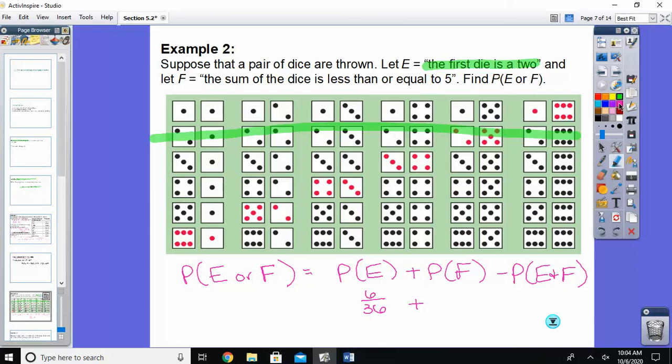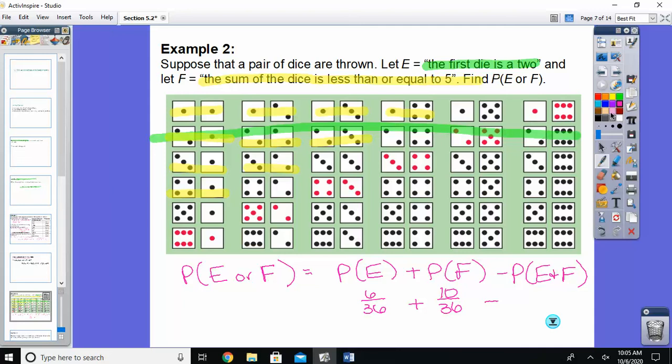F was the sum is less than or equal to 5. So less than or equal to 5. This would be a 2, 3, 4, 5 would work. I wouldn't be able to use 6 though. Here we have 3, 4, 5, that works. These add up to 4, 5, 5. Did I get all of them where the sum is less than or equal to 5? So how many were there? 10. So the probability of that is 10 out of 36.